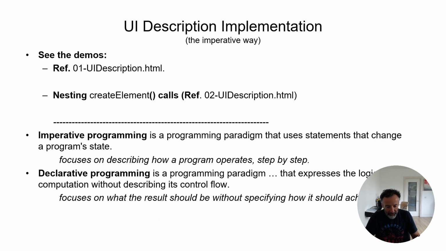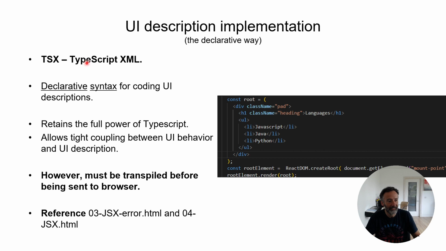And how can we do this? We can use something called TSX, TypeScript XML, an extension of JSX. So it retains the full power of TypeScript, all the benefits we get from TypeScript, like I talked about before. And it allows a tight coupling between user interface behavior and user interface description. So this is what it looks like here.